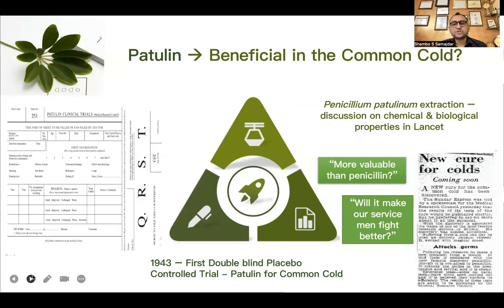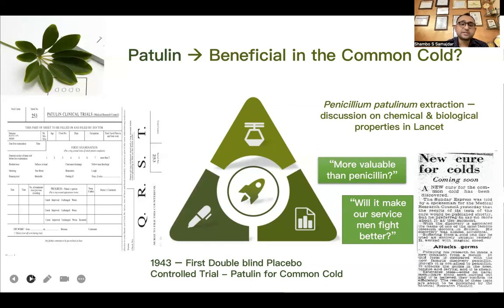So there was some discussion on chemical and biological properties in the Lancet. So without understanding everything, the popular newspaper came up with this type of news: new cure for colds. They mentioned it is more valuable than penicillin. They also mentioned that it was wartime. So will it make our servicemen fight better?